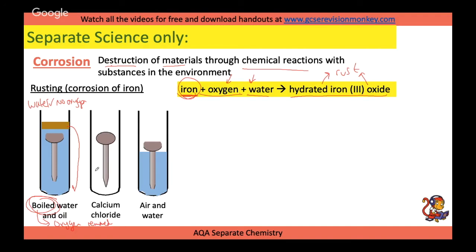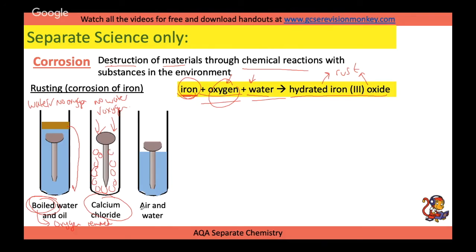You've got another example here where the nail is in calcium chloride, so you might see like a white powder around the nail. That means this calcium chloride absorbs water. So in this case, you have no water because it's absorbed by the calcium chloride, but you do allow air in which contains the oxygen, so you do have oxygen. But because rusting needs both, this nail should not rust.